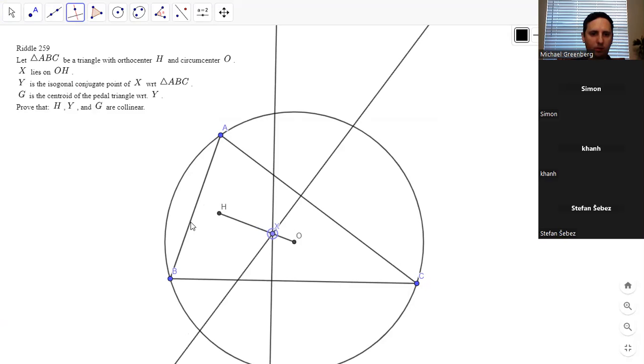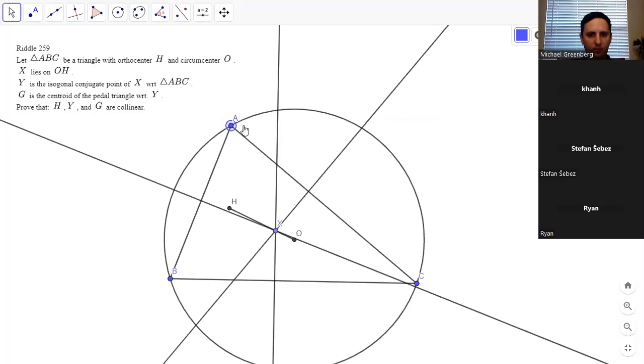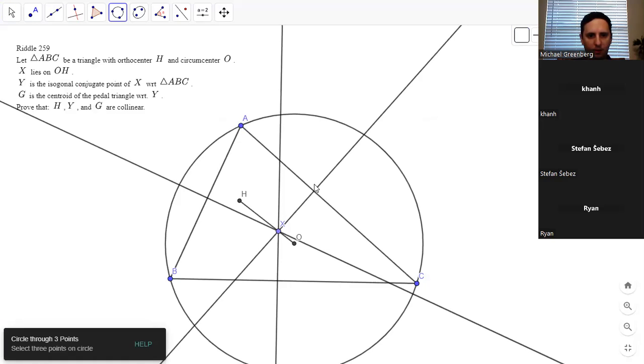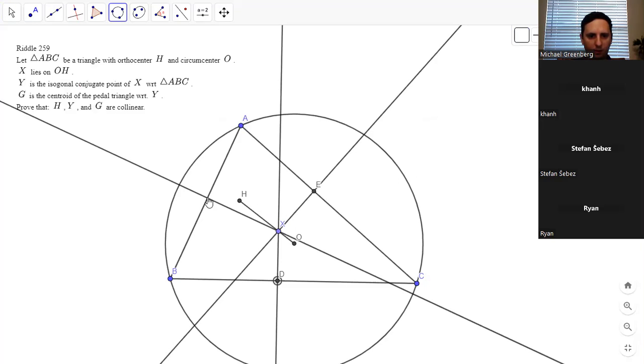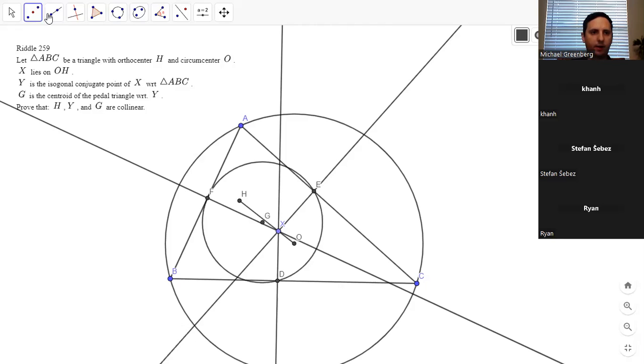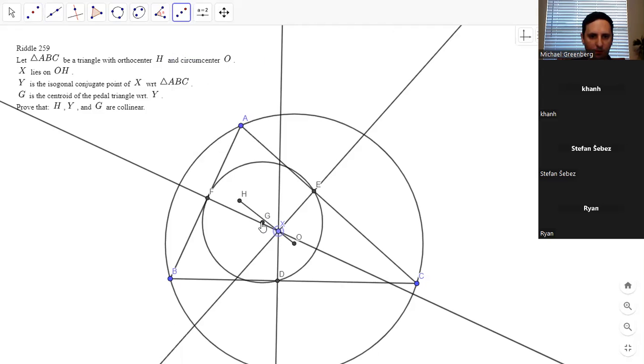So this will be the pedal circle of both X and Y. In fact, what I could do is take the center of this circle and reflect X over it, and then that's Y. So that's Y.